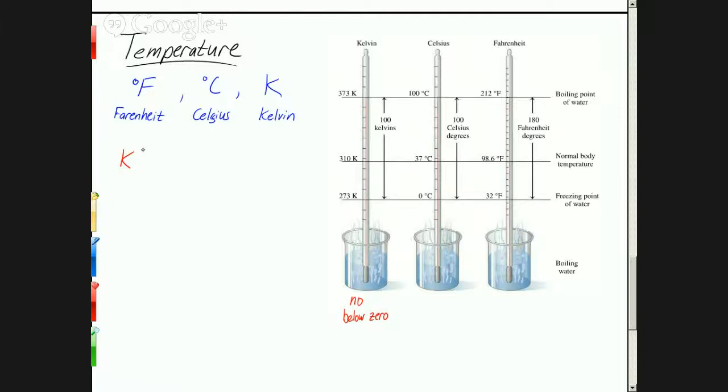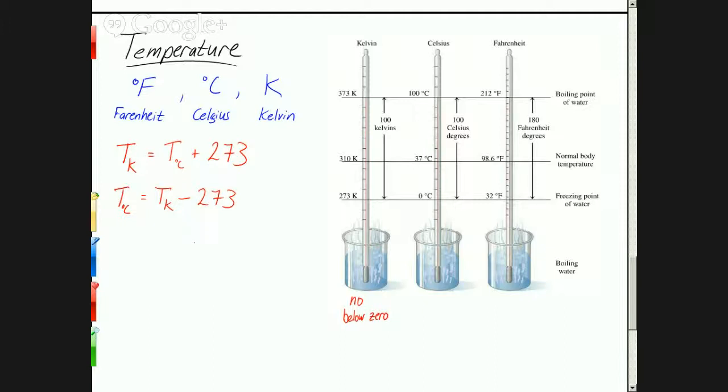If we want to know what a temperature, here, let's do it this way. A temperature in Kelvin, we'll write it T with a K, is just the temperature in Celsius plus 273. So whatever your Celsius temperature is, you add 273, you've got Kelvin. And it goes backwards pretty easily too. The temperature in degrees C is the Kelvin temperature minus 273.